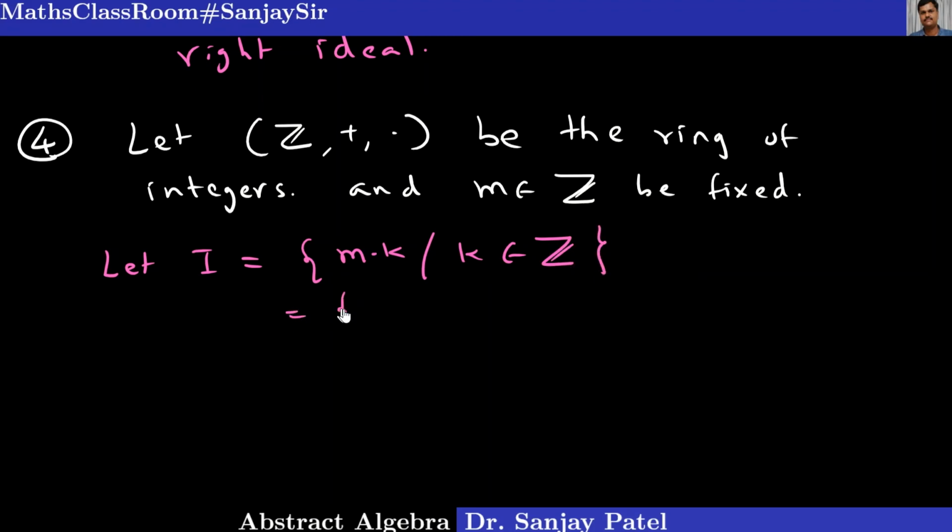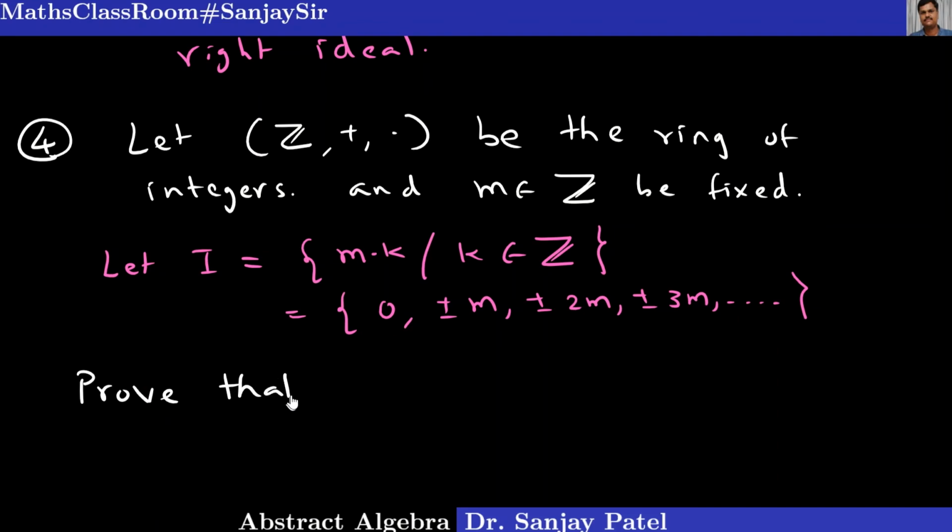So if you put k equal to 0, 1, 2, 3, minus 1, minus 2, minus 3, what you will get is 0, then plus or minus m, plus or minus 2m, plus or minus 3m, and so on. So this is my set I. And I am going to prove that this set, which is a very, very important example, I is an ideal in the ring Z. Very, very important example.